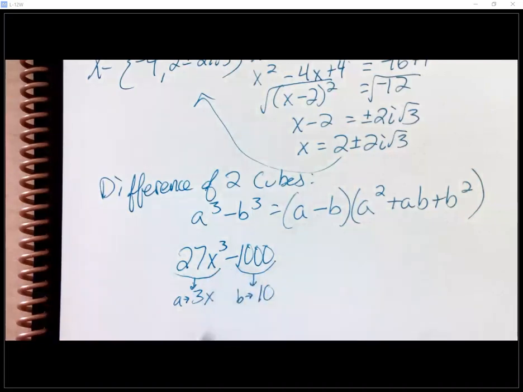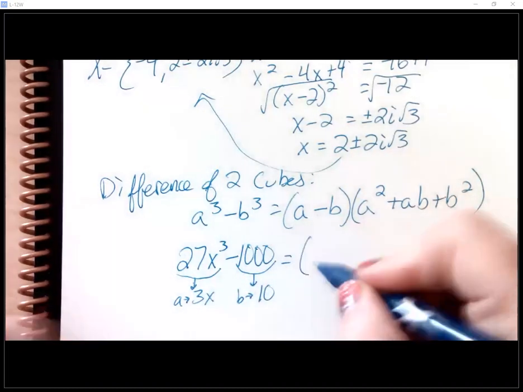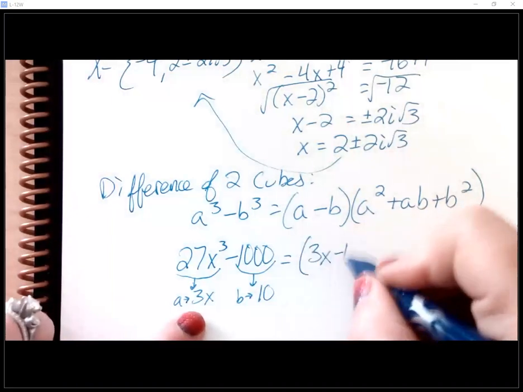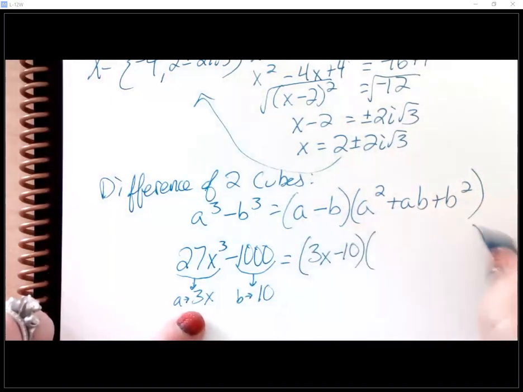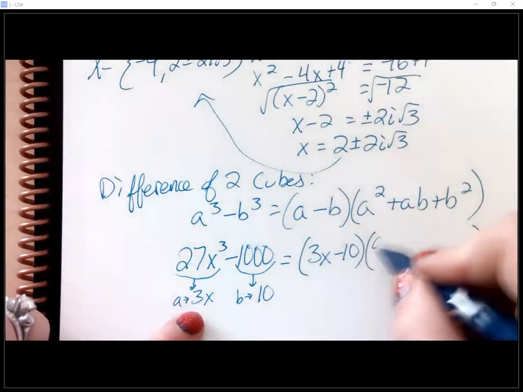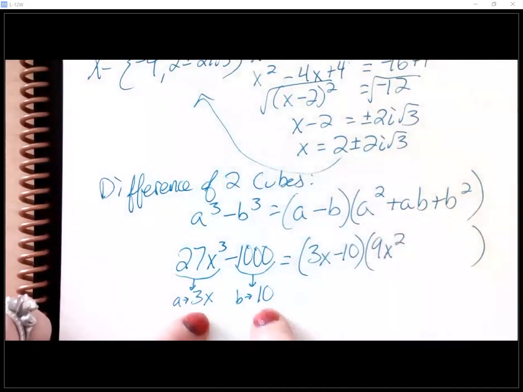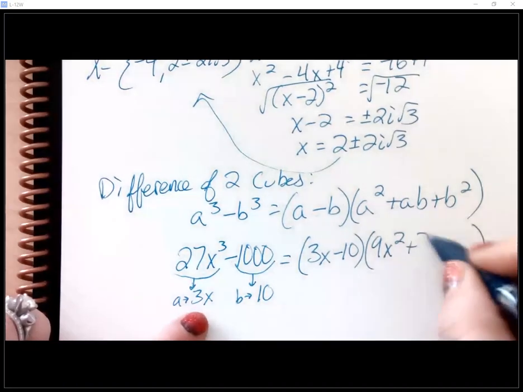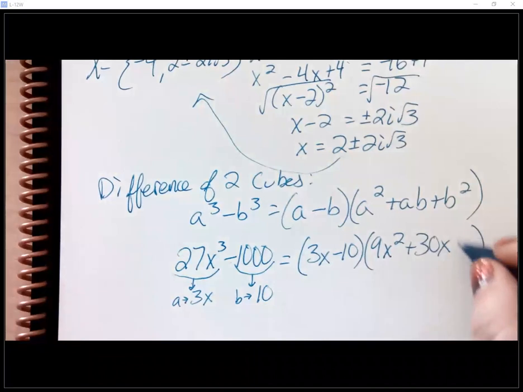And then I pop it in the same way. So a minus b would be 3x minus 10. And what's a squared in this case? Ooh, 9x squared, right? Because we're doing 3x times 3x, so that's 9x squared. Multiply the two together, so that's 30x. And then b squared is 10. I mean 100, just kidding. Thoughts? A little weird, but not that bad, right?